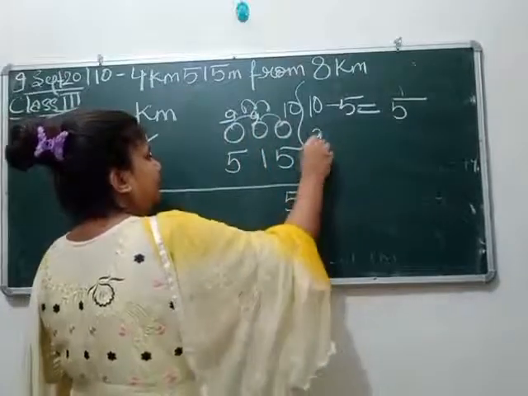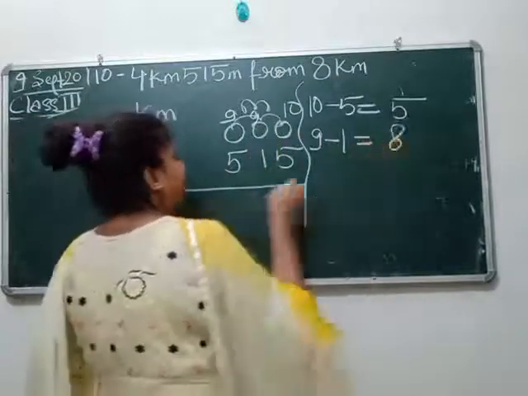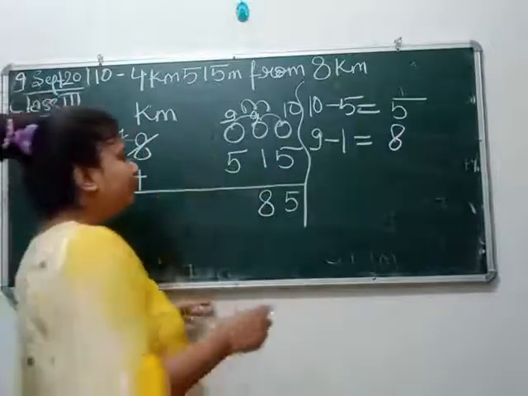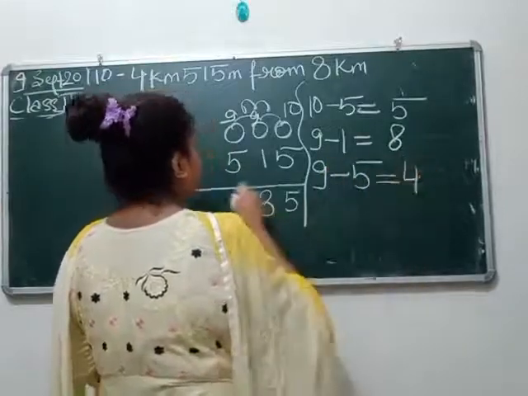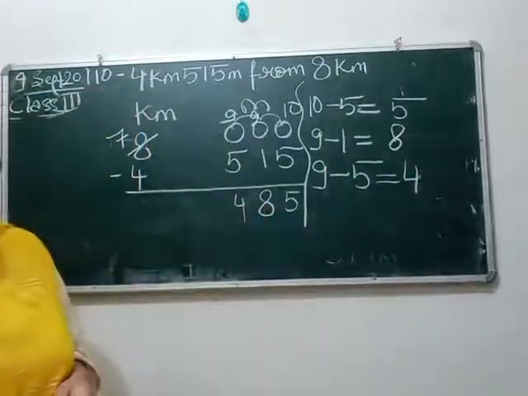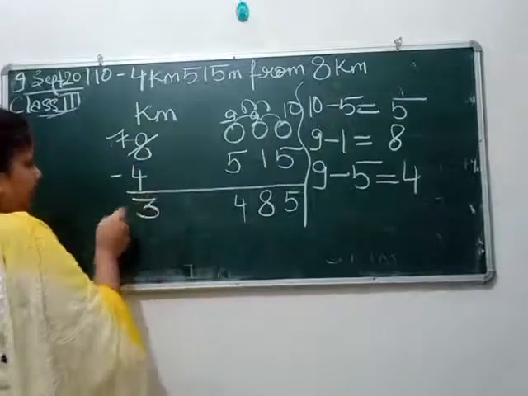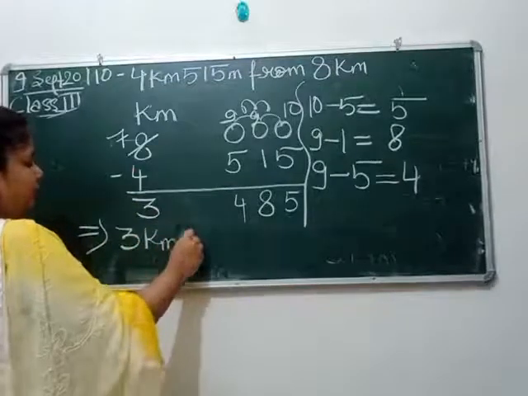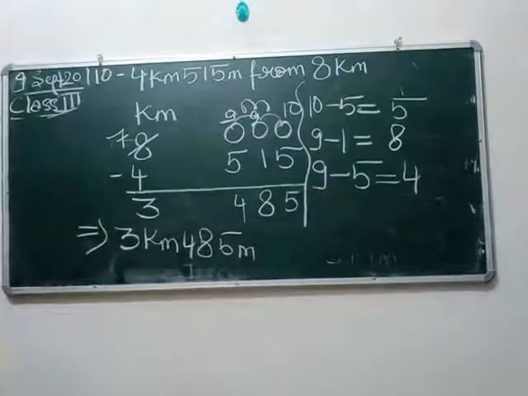Now 9 minus 1, we will get 8. Now here we are having 9 minus 5, we will get 4. And here we are having 7 minus 4. This will give us 3. So our answer will be 3 kilometer 485 meter. Come on, note this down.